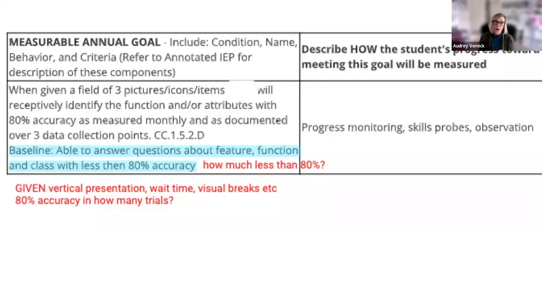I pulled these comments out of their own present levels when they described his testing environment. So remember how I said everything's in this IEP, you just need to help them connect the dots. When they tested him, they gave him vertical presentation, wait time, and visual breaks. So if that's not given to him when he's learning as well, they've decided it was needed, why aren't they providing that all the time, right?